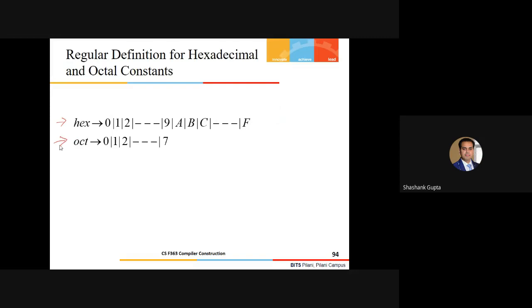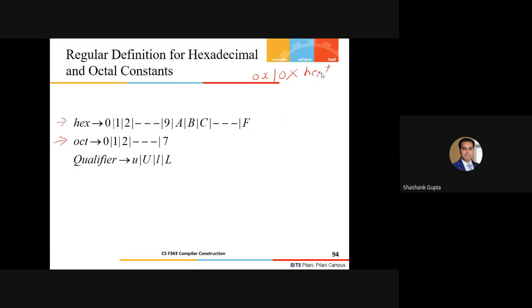Fine. Now I have to refer to the specifications which have been given to us. As has been indicated clearly, the hexadecimal constants need to start with this symbol here, that is 0x or 0X. After that, there could be any number of hex digits. This is the exact specification which has been given to us.